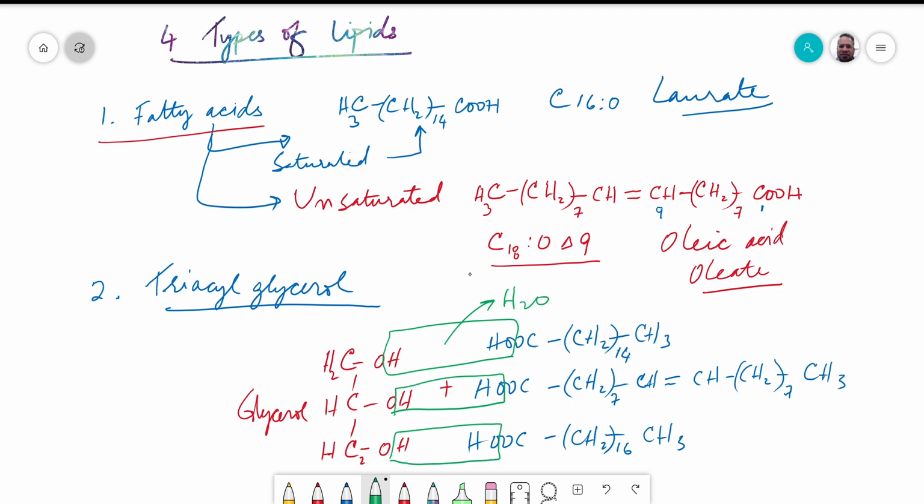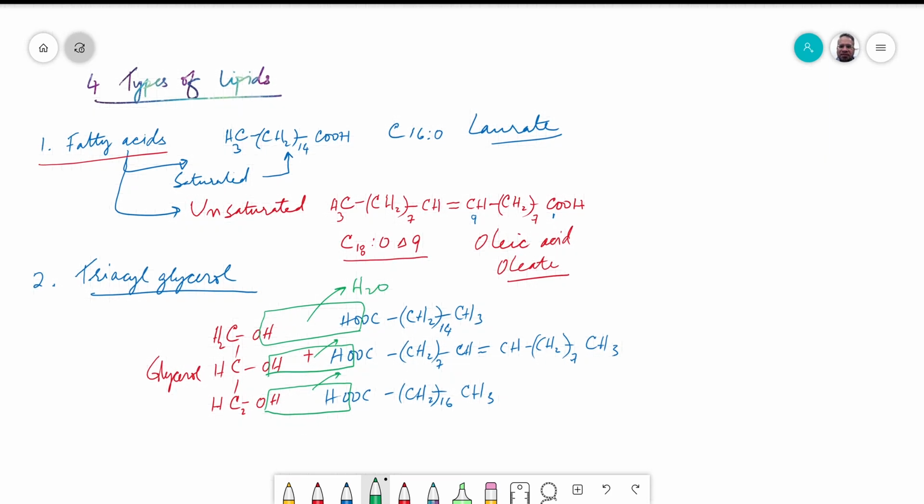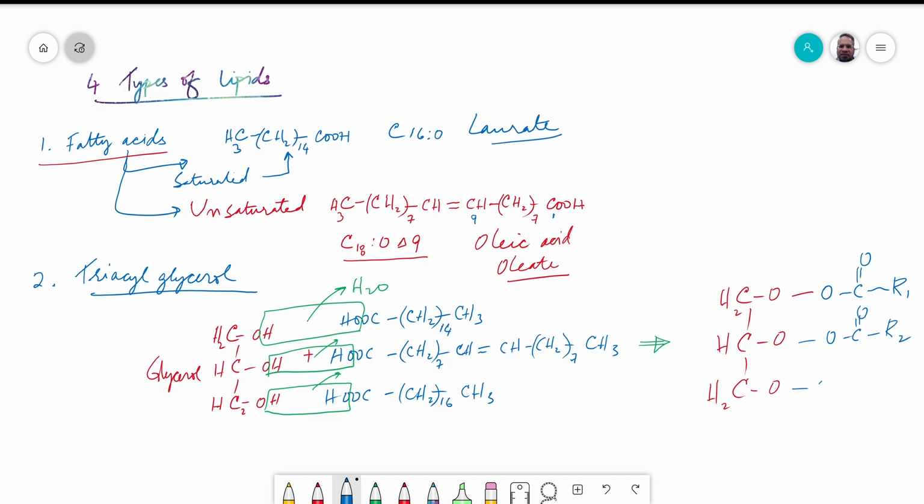And 3 waters are removed for each of these reactions, and that would lead to a triacylglycerol, so CH2O, CHO, and CH2O, and then you have the acyl groups R1, R2, R3, right? So this is triacylglycerol, or TAG.